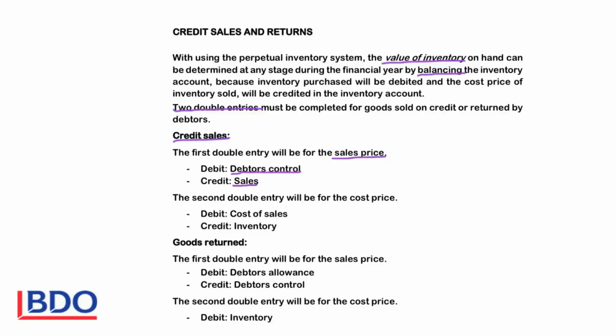The second double entry will be completed at the cost price, where I will debit cost of sales to indicate the expense to be able to sell the goods. So the cost of sales is the expense account that increases on the debit side, and we will credit inventory to indicate that the asset decreased because we don't have the goods in the business anymore.